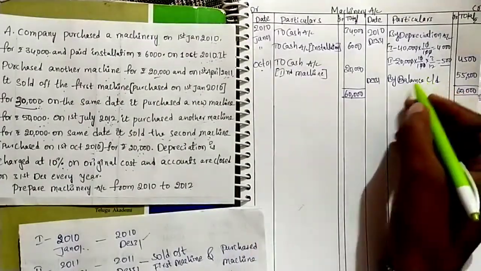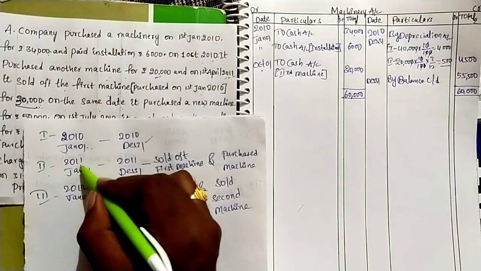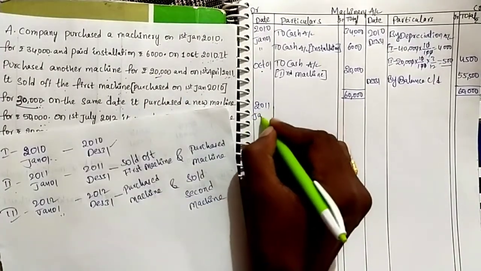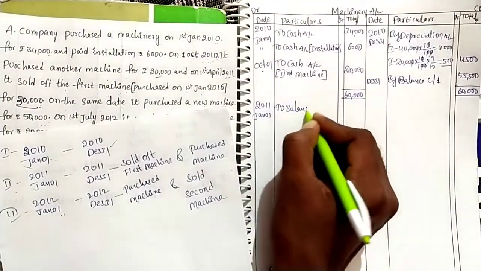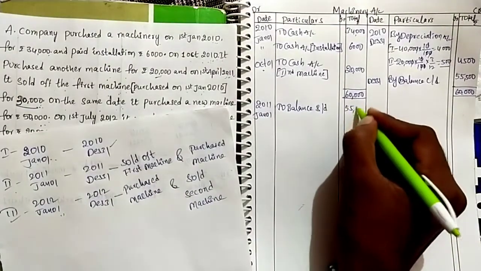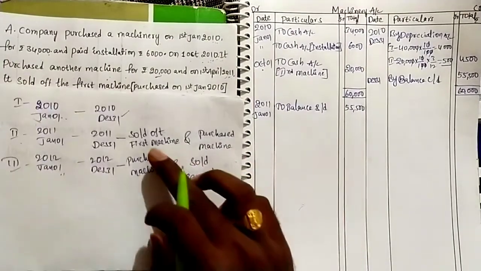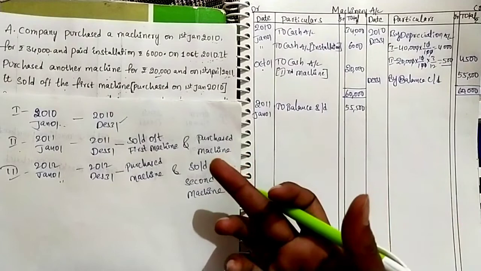Okay, this balance is forwarded to the next year. What is the next year? 2011. January 1st, to balance brought down. How much? 55,500 rupees. So in the second year we sold the first machine and we purchased another machine, right?